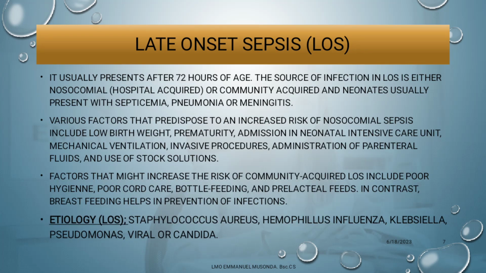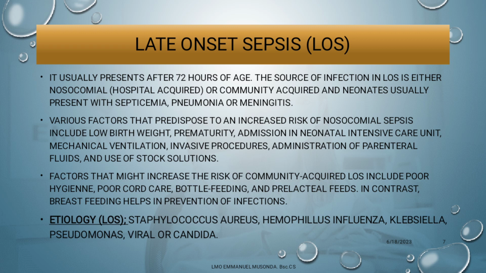Then for late onset sepsis, it usually presents after 72 hours of life. Then the source of infection in late onset sepsis is nosocomial, which is hospital acquired, or community acquired. Neonates usually present with septicemia, pneumonia or meningitis. We have various factors that predispose to an increased risk of nosocomial sepsis, including low birth weight, prematurity, and admission in the neonatal intensive care unit.